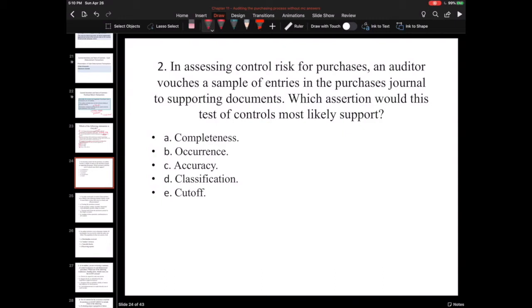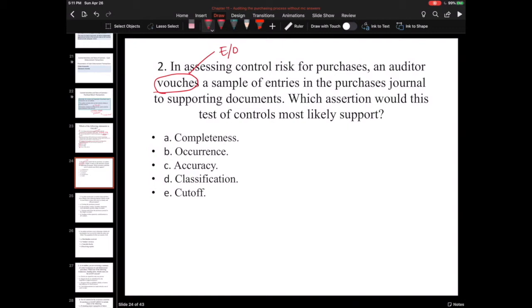Okay, so we have the verb vouches in this question, which automatically makes me think this is a test of existence occurrence, but we know you can't rely on vouch trace all the time to tell you the truth, because sometimes they're used the wrong way. So I still need to read the rest of the question.